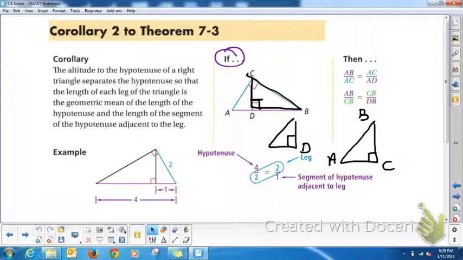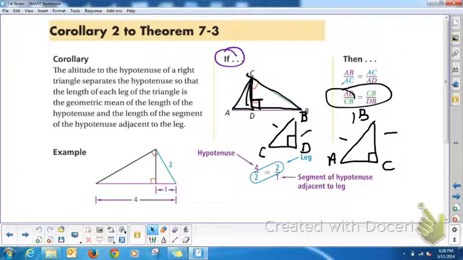I have BD that corresponds to BC and C. So our ratios, AB over AC corresponds to AC over AD in this smaller one. And for the second ratio, AB corresponds to CB and CB corresponds to DB.